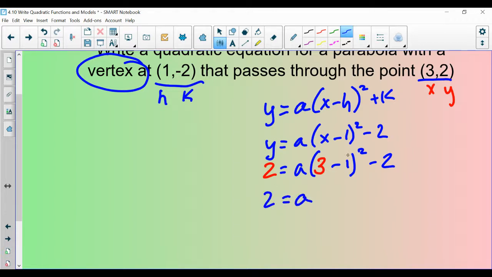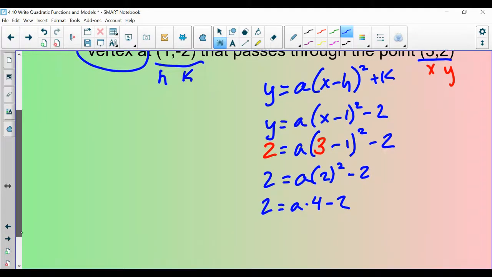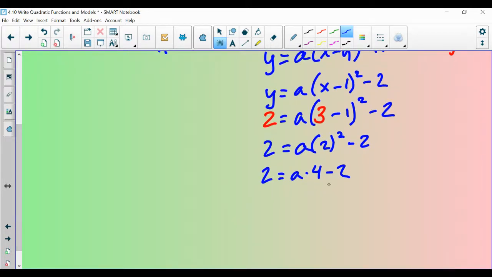Using my order of operations, I would do 3 minus 1 first and get 2 squared minus 2. 2 squared is 4. And of course, I'm trying to solve for a. I would add 2 to both sides. 4 is equal to a times 4. And what do you know? a is just 1.